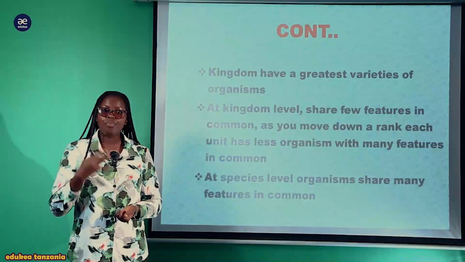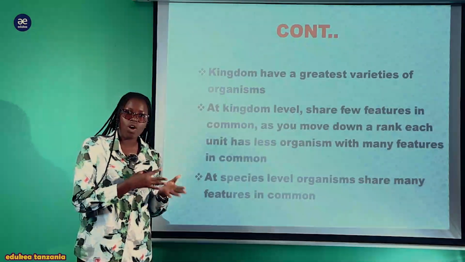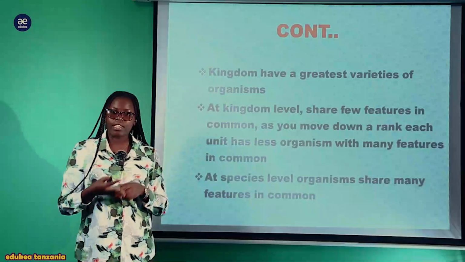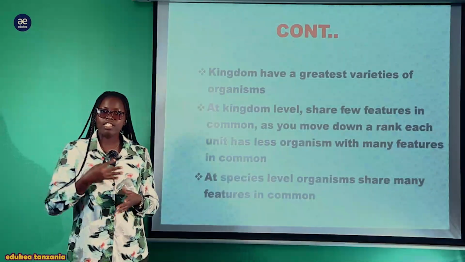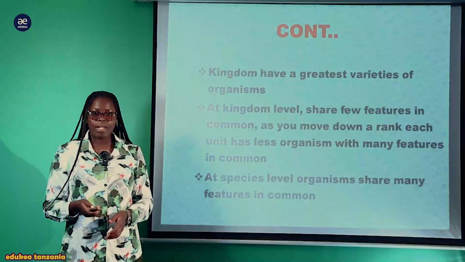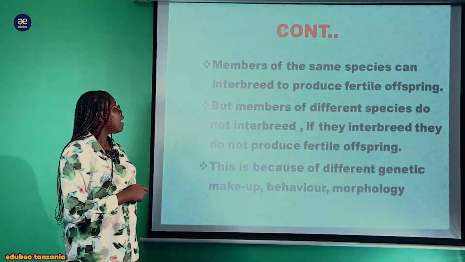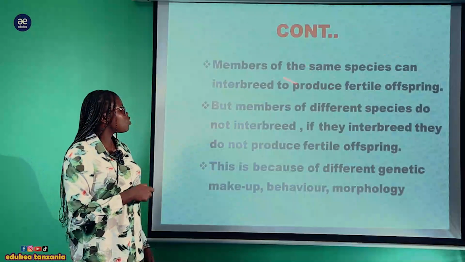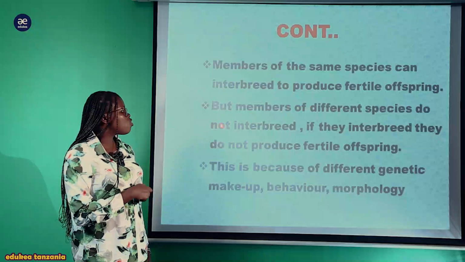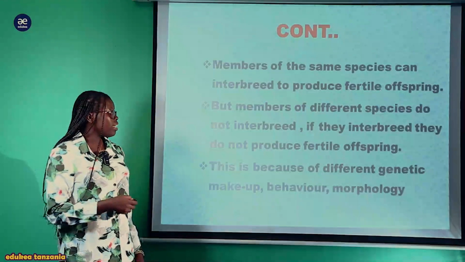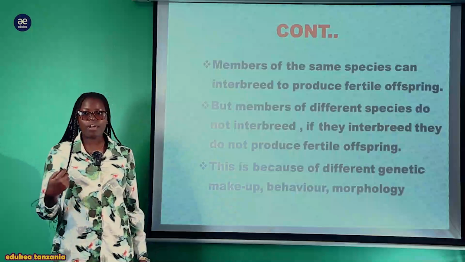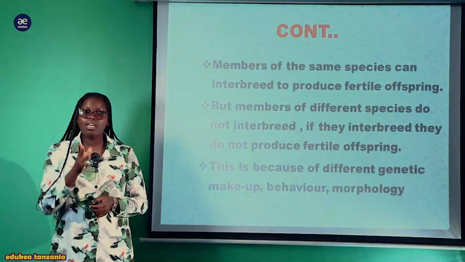For example, a human being can interbreed to produce a fertile human being. Now, members of the same species can interbreed to produce a fertile offspring, but members of different species do not interbreed. But if they interbreed, they do not produce a fertile offspring. So for reproduction to take place, the involved organisms must belong to the same species in order to produce a fertile offspring.